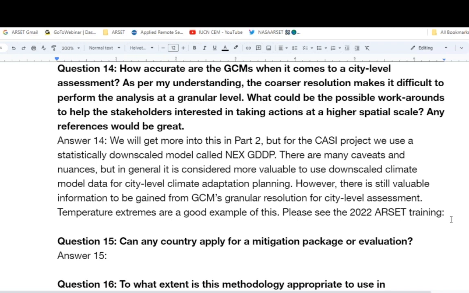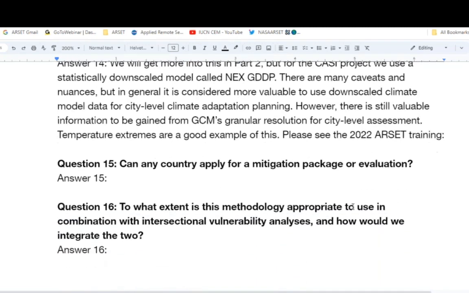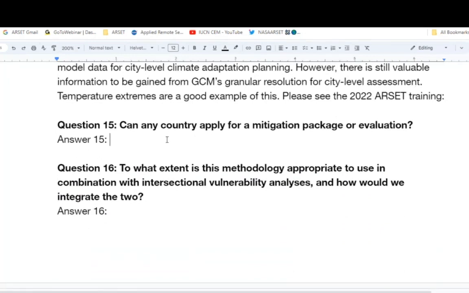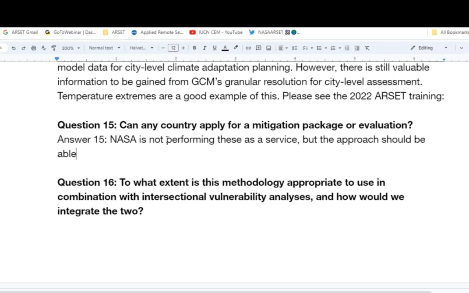Great, thank you, Alex. Question number 15, can any country apply for mitigation package or evaluation? I'm not exactly sure what this question is. NASA is not performing these for just anybody who asks, but certainly the scientific approach that we've laid out here is one that could be applied for a large number of countries and a large number of their most important assets.